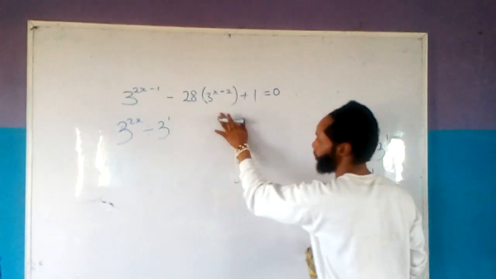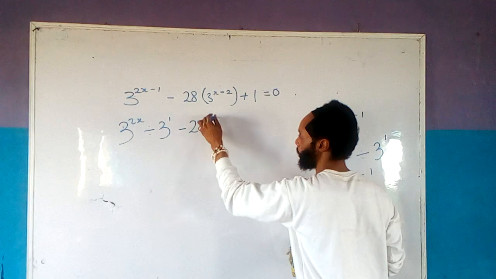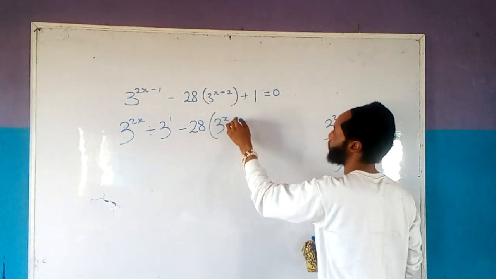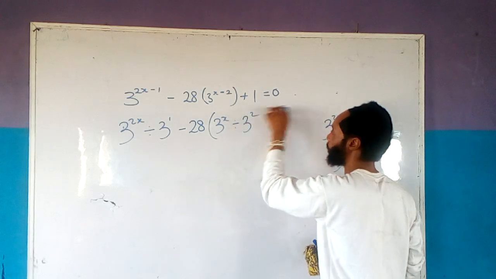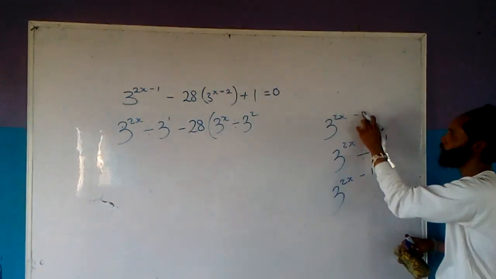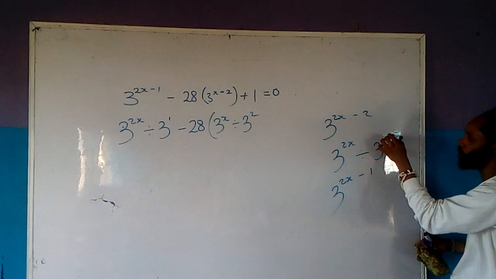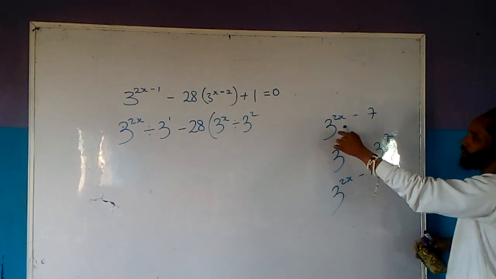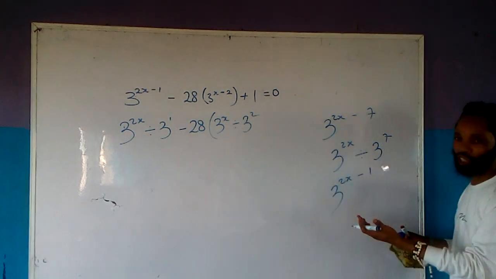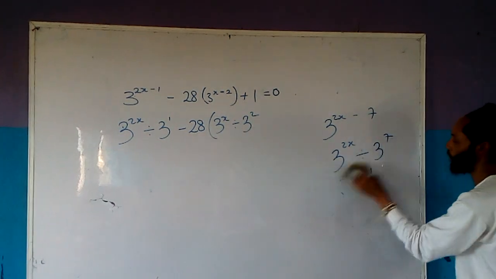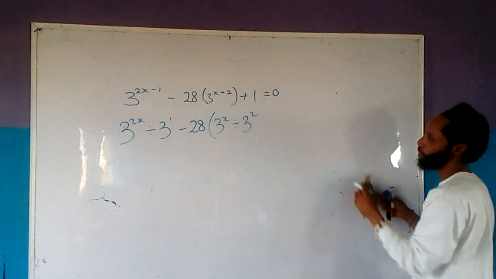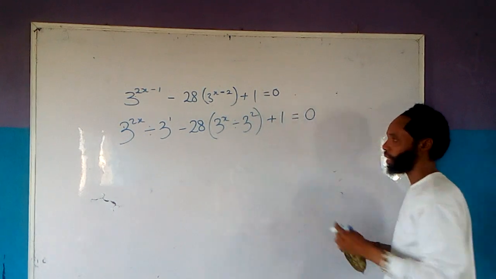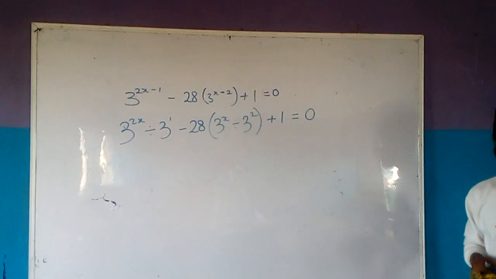I can do the same thing here. Negative 28 times 3 raised to power x divided by 3 raised to power 2. If this were 7, it would be 3 raised to power 7. The same base, nothing will change. Just the same base. So I think I'll go with that, plus 1 equals 0.